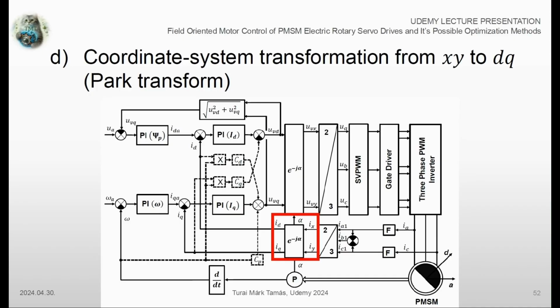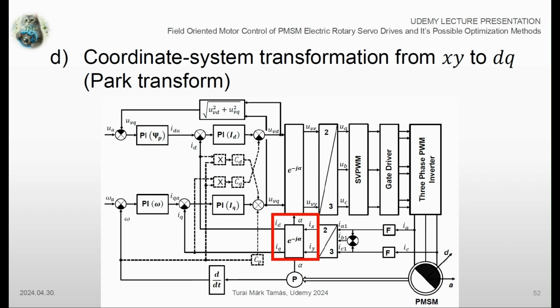Welcome back. In this video, we are going to cover the mathematical representation of the so-called Park transformation method. Remember that this operation is needed to change from the XY stationary coordinate system to the DQ rotating reference frame. For this operation, we shall utilize the angle information of the PMSM rotor measured by either an incremental or a sine-cosine encoder to perform this transformation.